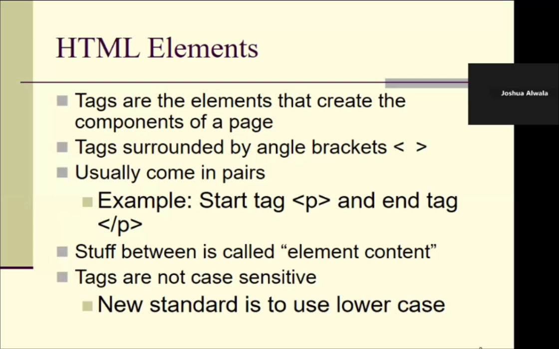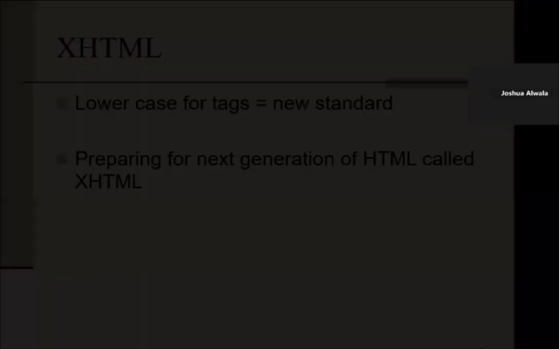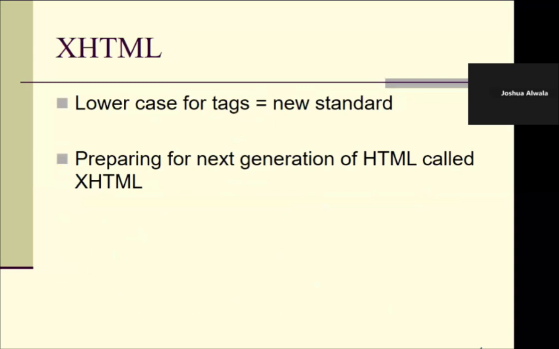Just like when I say my name is Joshua, when I write in lowercase, you can still interpret it. When I write my name is Joshua in capital, you can still interpret it the same way. The computer can also understand that you're trying to communicate that this tag means paragraph, whether you write in lowercase or uppercase. I think we are right there. We can proceed. It's just continuing to explain the same thing: lowercase for tags equals the new standard. This is the same thing, okay?